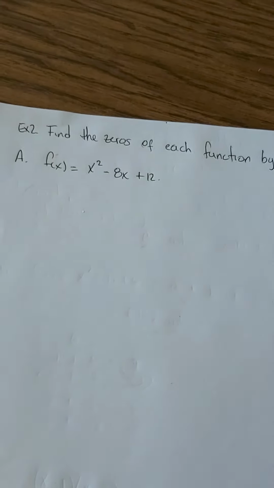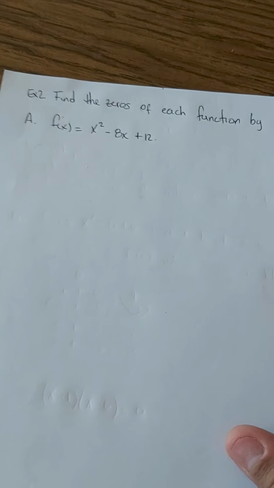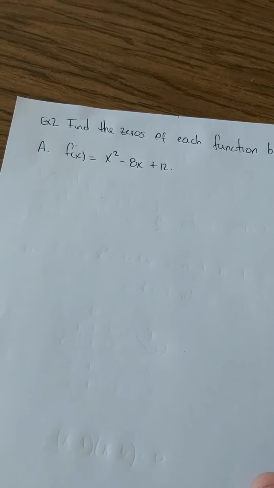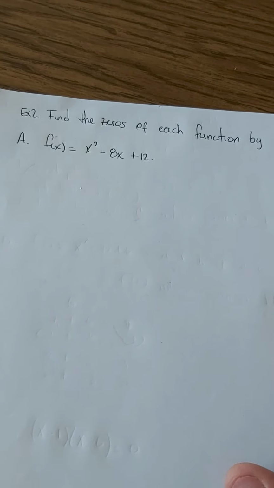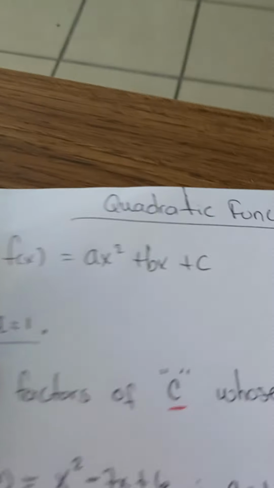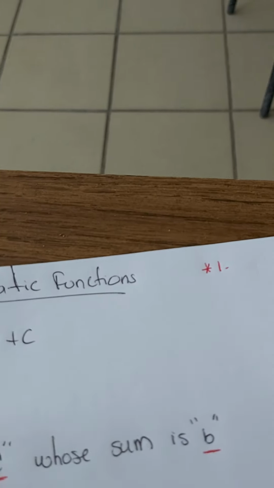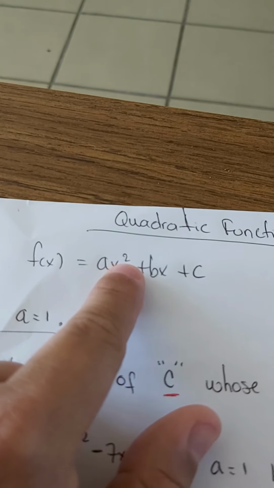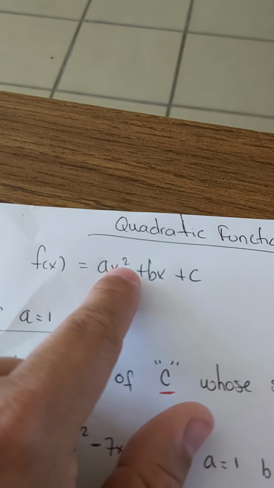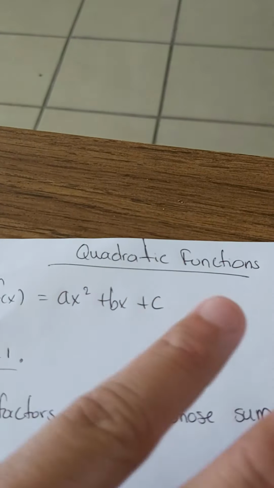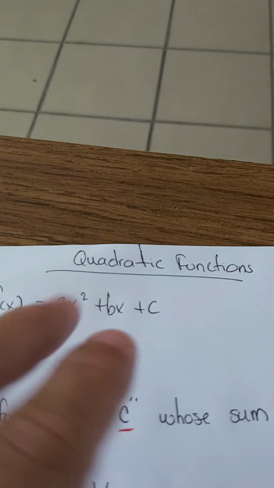Now, example 2: they're telling us to find the zeros of the function by factoring. And we have f of x equals x squared minus 8x plus 12. Now, since we're factoring a quadratic equation, notice that the degree of this function is 2. That means it must have two zeros or two roots.